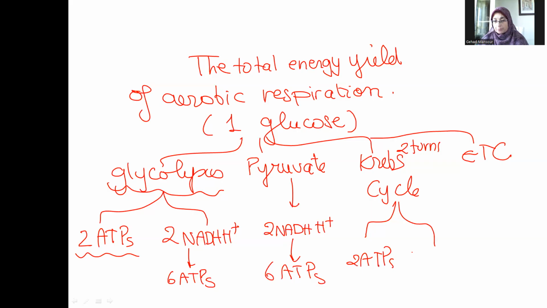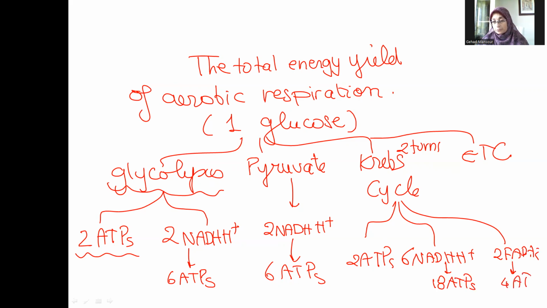We had, per 2 turns, 6 reduced NAD, and we had 2 reduced FAD, okay? So the 6 reduced NAD gave us 18 ATP molecules indirectly, and the 2 reduced FAD, 2 by 2, this is 4.